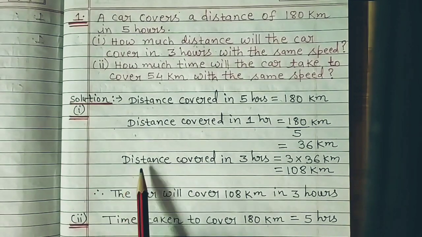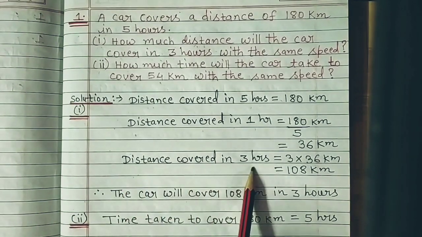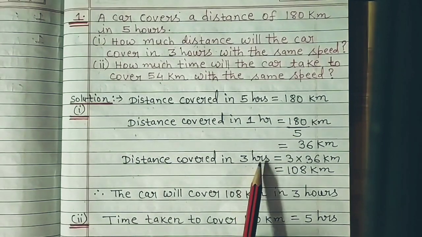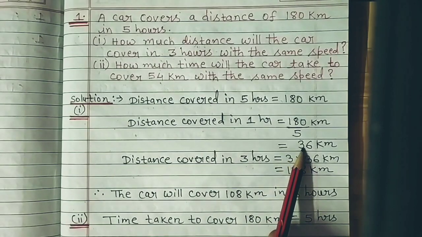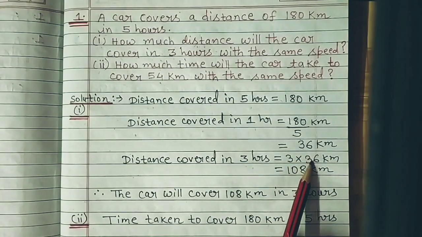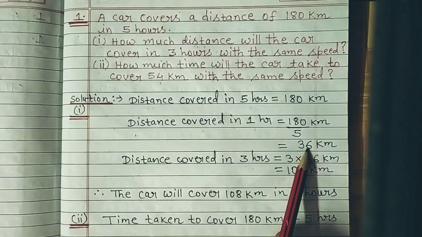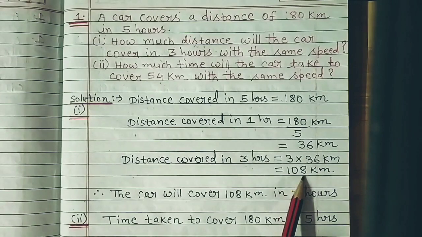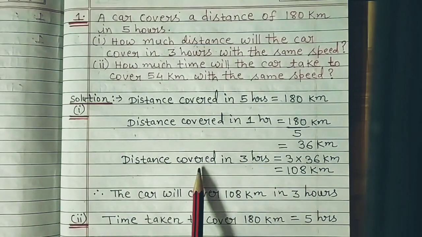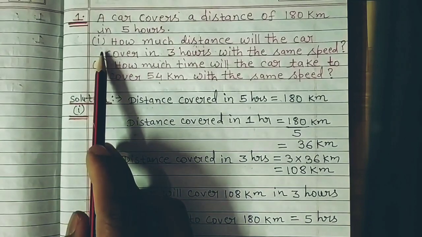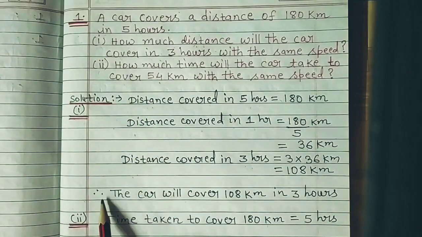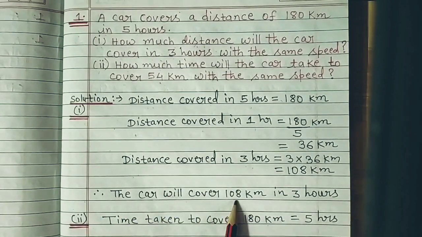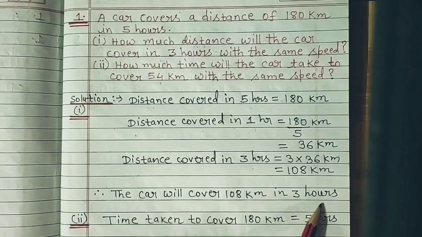After dividing this, the result will be 36 km, and this is the distance covered in 1 hour. Now I have written distance covered in 3 hours equal to, we are going to multiply this 3 with the value of one quantity, that is 36 km. So 3 into 36 equal to 108 km. And this is the answer of question number 1. So I have written at the end, therefore the car will cover 108 km in 3 hours.